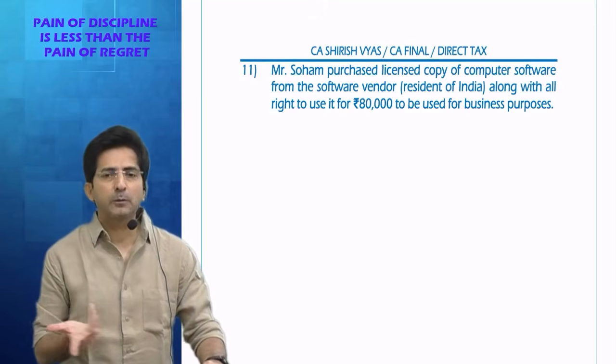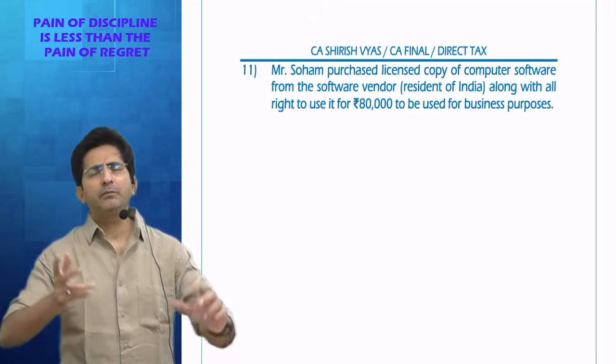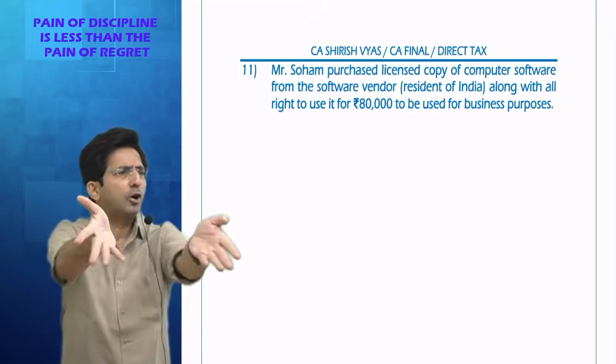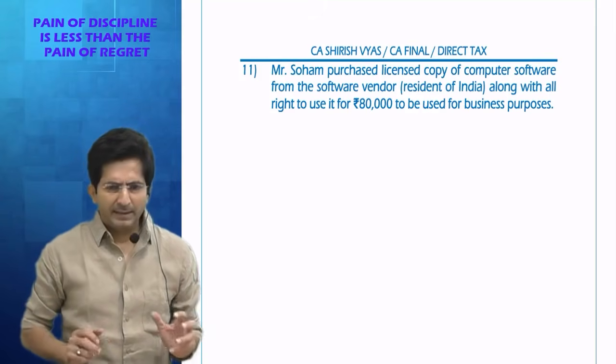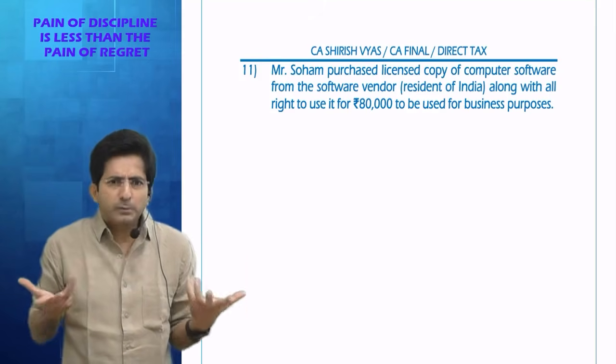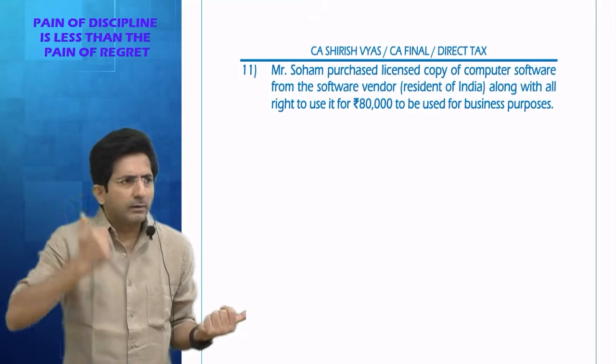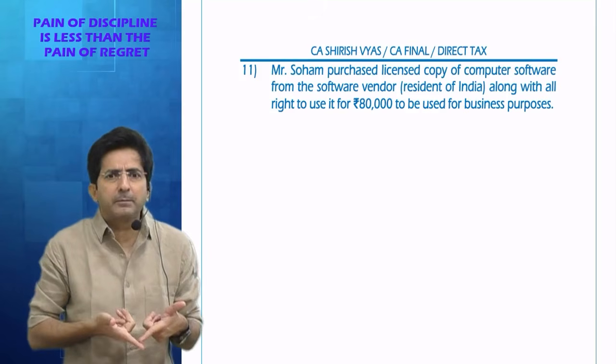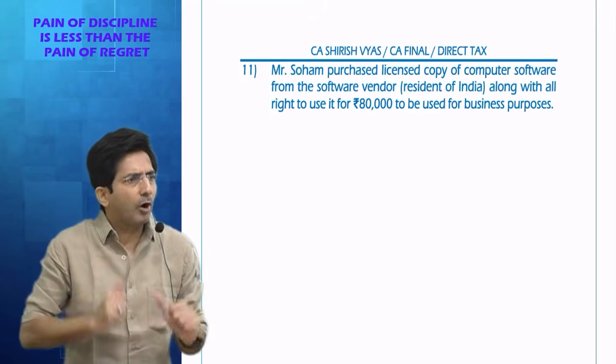See, license means what? Permission. Tell me, when do I need permission? When it is your creation. Like in direct tax, I make my own notes, I make my keyword. So it is my creation. If someone wants to use it, they will require my permission and my charge will be royalty.